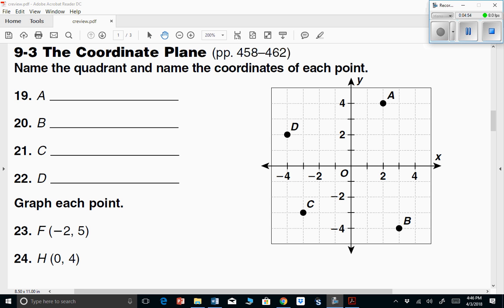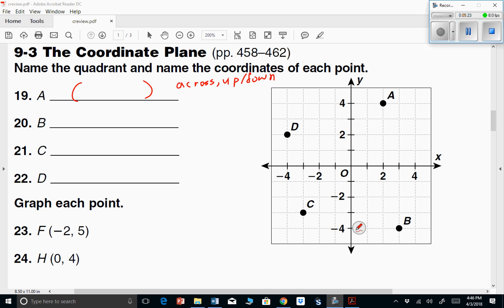Okay, we're supposed to give the ordered pair for each point on the graph. Remember that the x coordinate comes first, and that's the across number. So you go across first, then up or down. That's very important. If you reverse those two numbers, you will get the wrong answer.